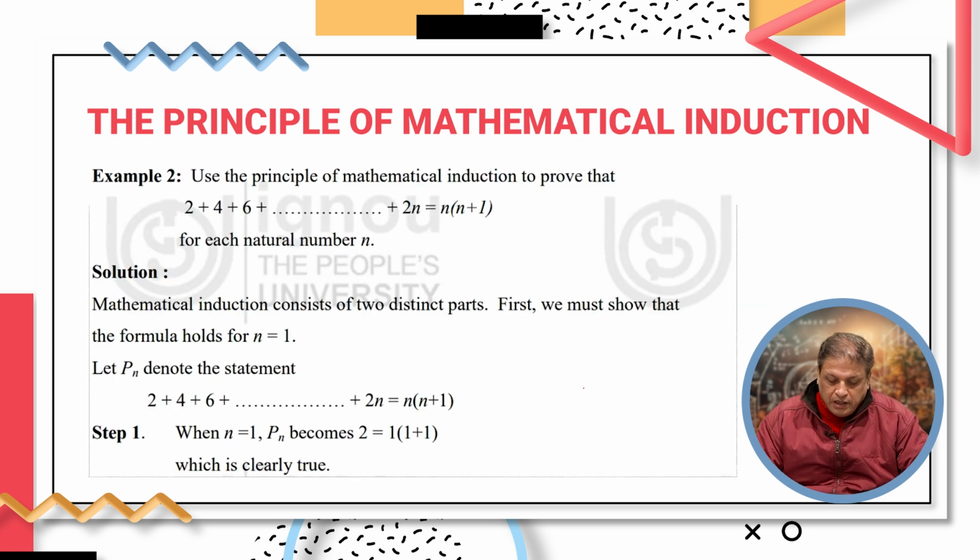Now, let us understand the principle of mathematical induction: by use of the principle of mathematical induction we want to prove that 2 plus 4 plus 6 up to 2n is n into n plus 1. We had already learned that 1 plus 3 plus 5 up to 2n minus 1 is equal to n square. So 2 plus 4 plus 6, the sum of even numbers up to 2n, is equal to n into n plus 1.